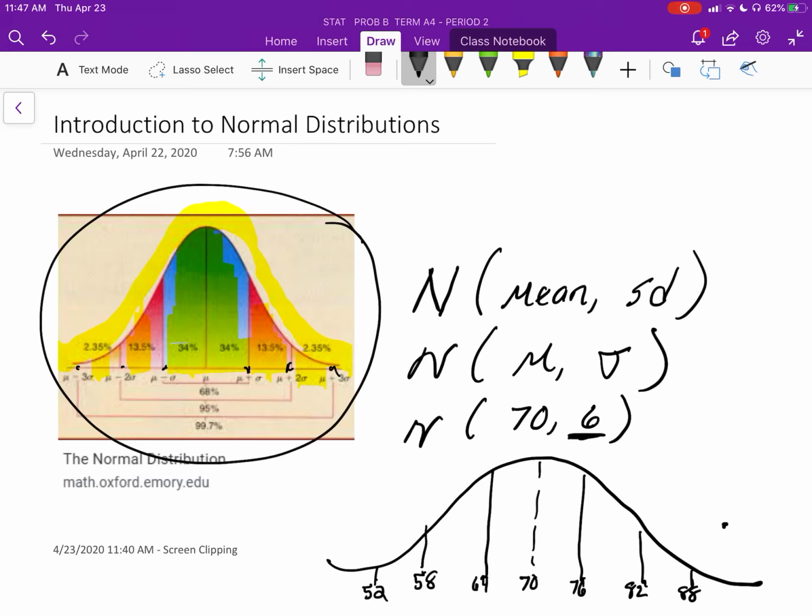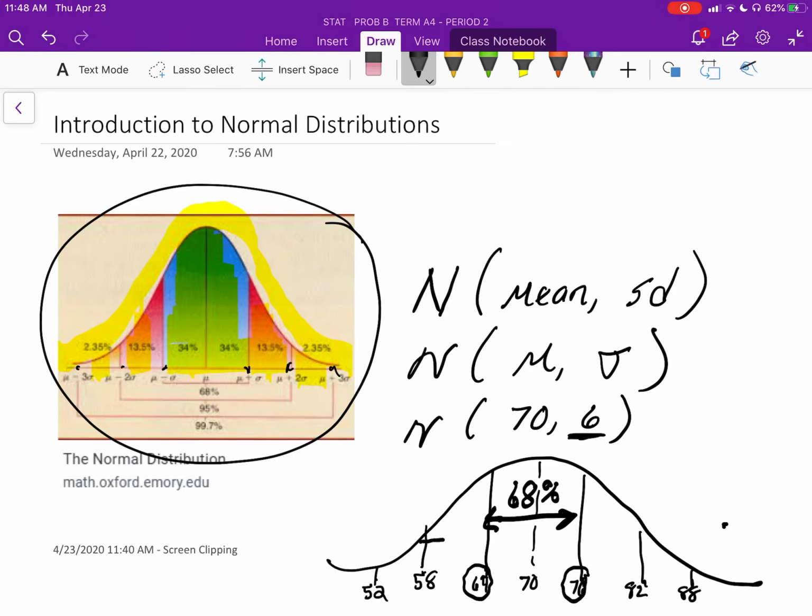And we're going to talk about, in the next section 7.1, the empirical rule, where we could say that this area in the middle here, this big area, represents 68% of all the scores. And that would be between 64 points and 76 points for this example.